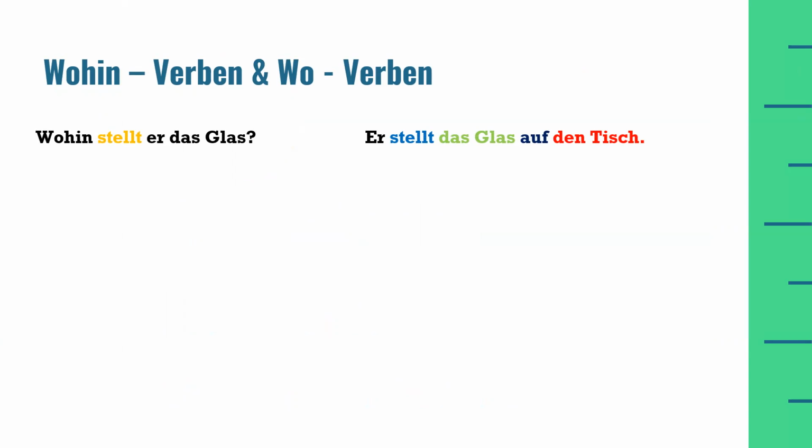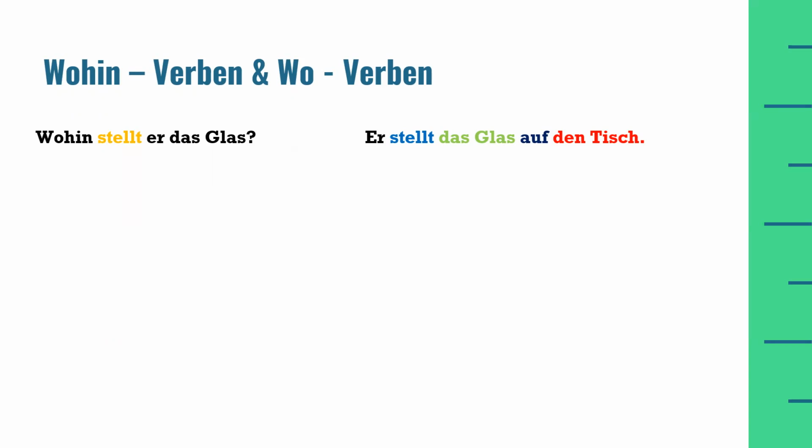The first question is: Wohin stellt er das Glas? Where is he putting the glass? Now, we are starting the question with the question word wohin because in this question we are expecting a movement in the sentence from one place to another place. Then we have to use the question word wohin.